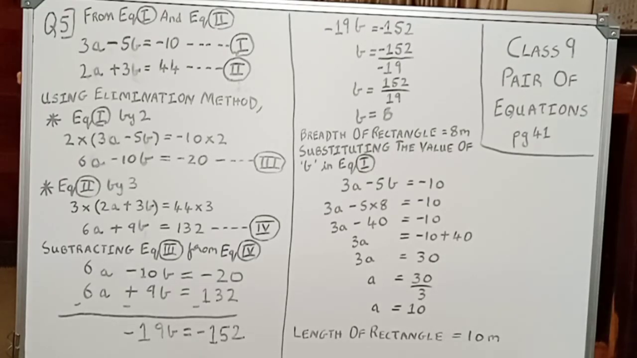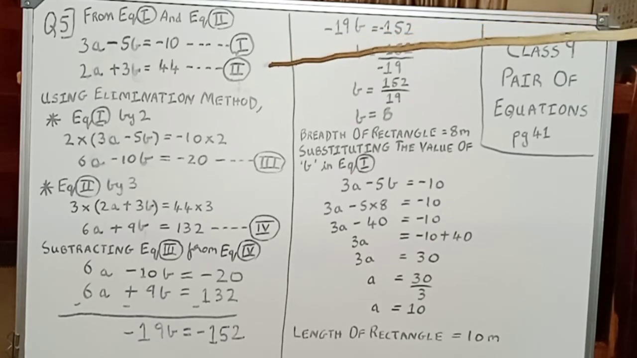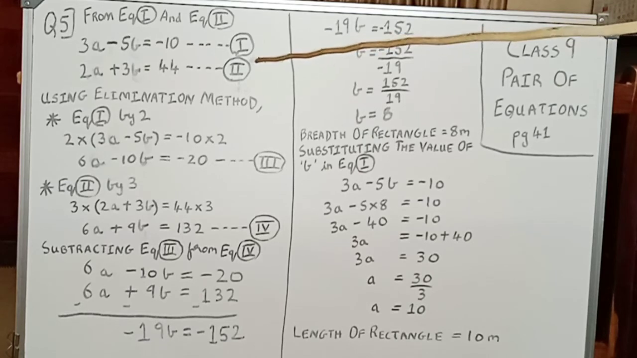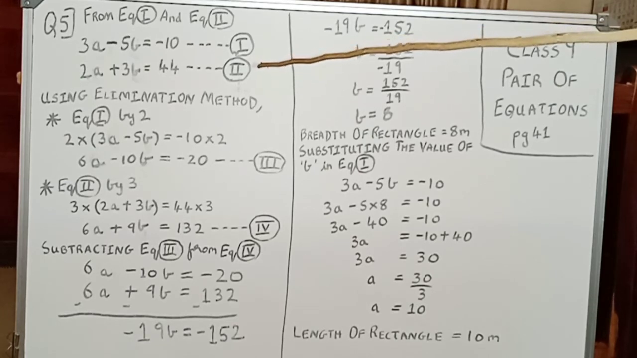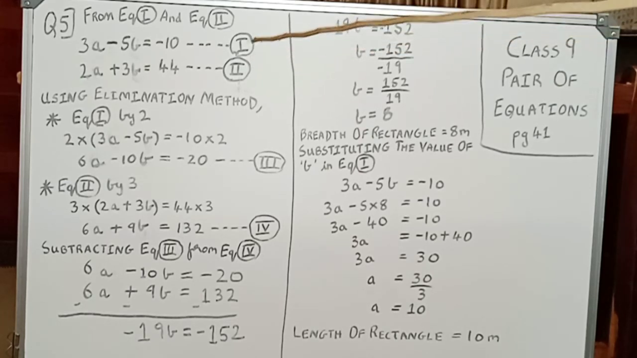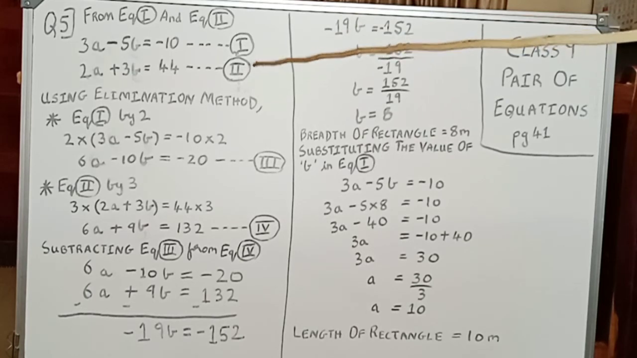Hello students, last time we had seen question number 5. This is a continuation part, class 9 pair of equations, page number 41. We had seen how we got equation 1 and equation number 2. Equation 1 is 3b minus 5b minus 10, and equation number 2 is 2a plus 3b equal to 44.